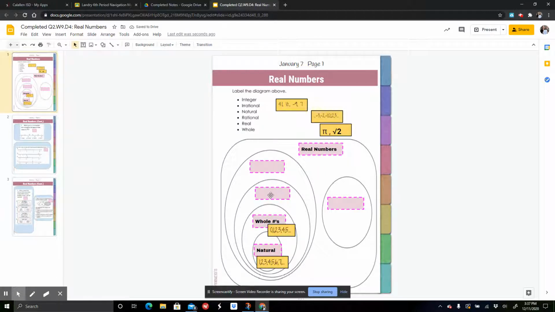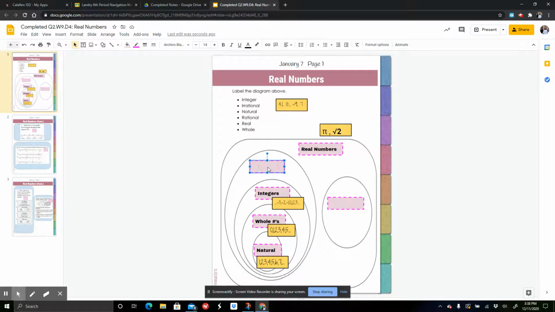Okay, right outside of whole numbers, you add integers. So integers include all of the natural numbers and 0 and all of your negative numbers. So you have -1, -2, -3, all the way to negative infinity. Then you have 0 in the middle, and then you have 1, 2, 3, all the way to positive infinity.